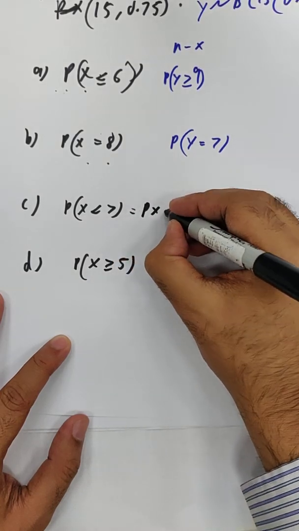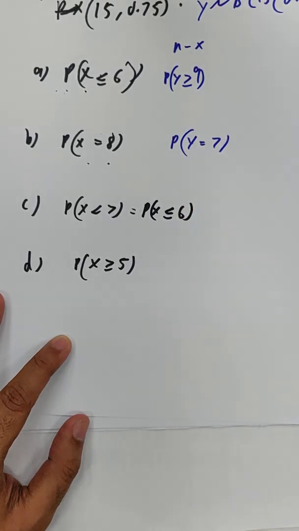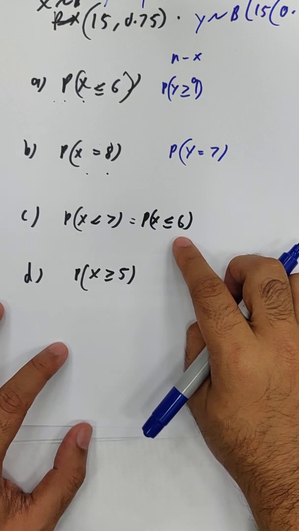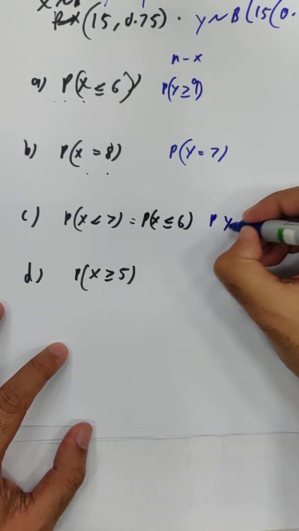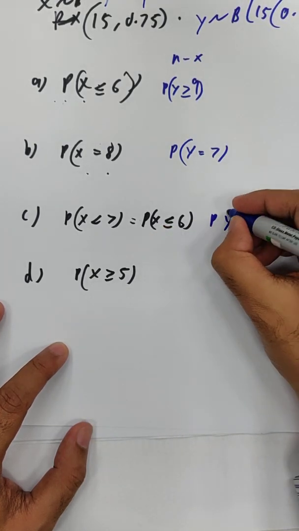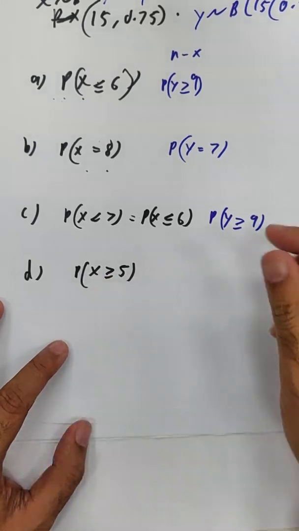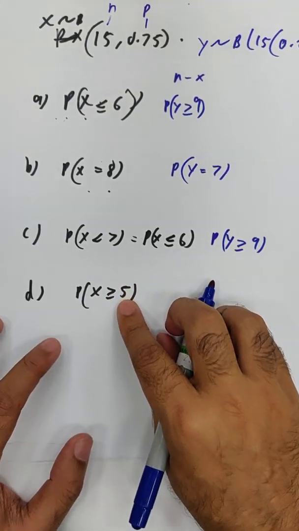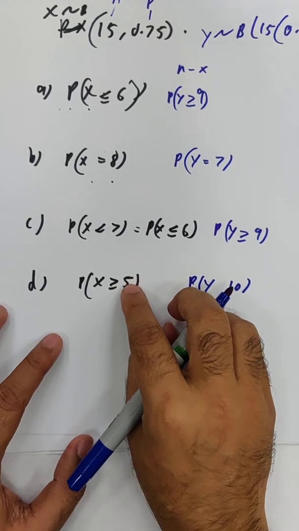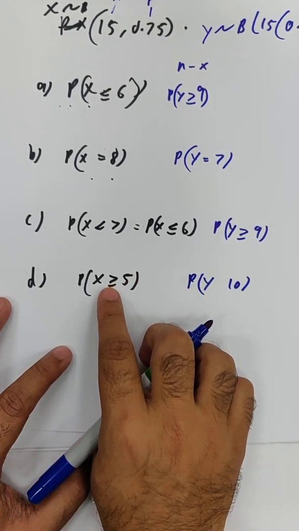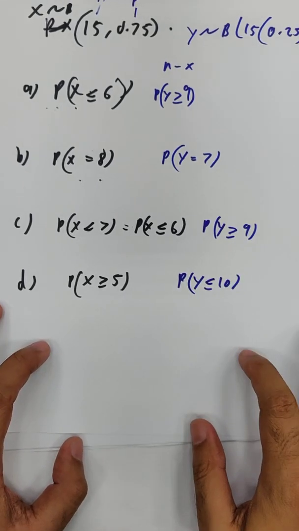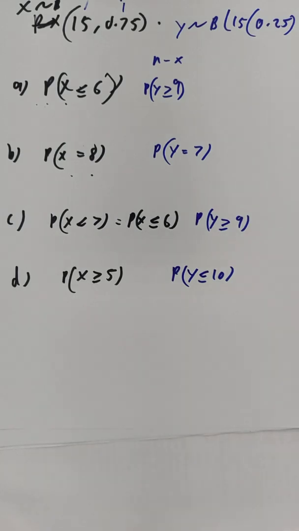P(X ≤ 6). So, n minus x, 15 minus 6, is 9. P(Y): less, so it becomes more than or equal to 9. This one here, P(X ≥ 5): 15 minus 5 is 10, so P(Y ≤ 10): more, so less than or equal. Are you okay with the n minus x? Now, hopefully, we are doing them correctly.